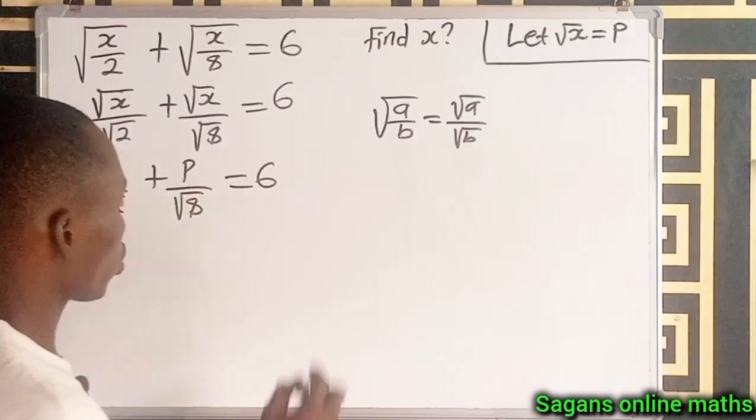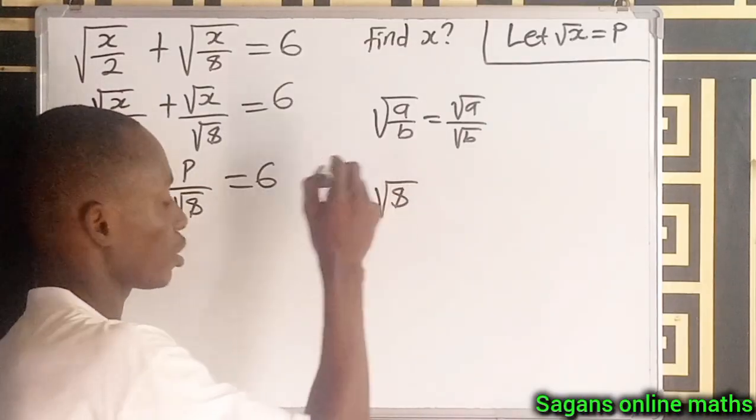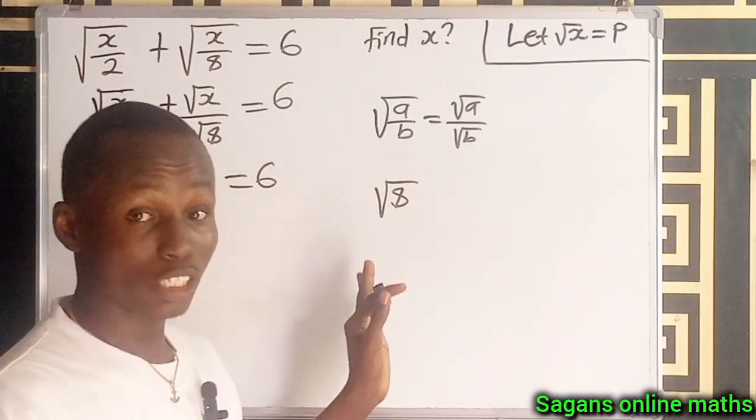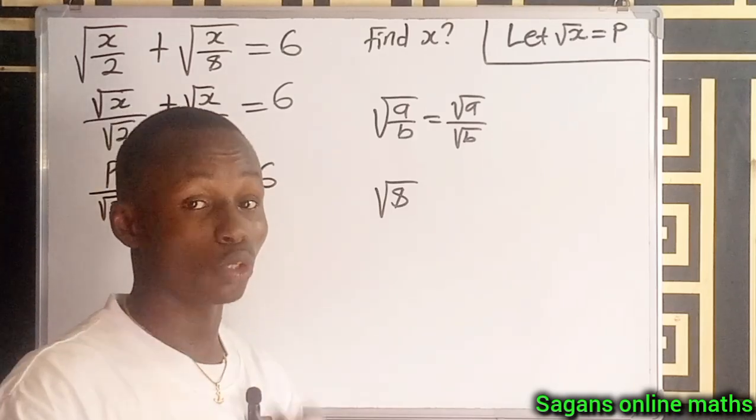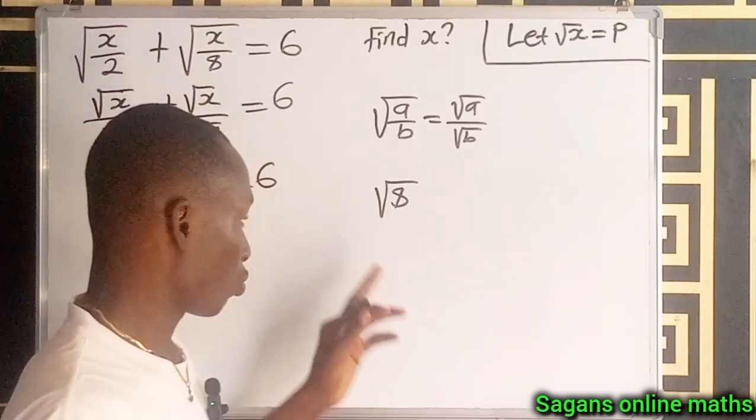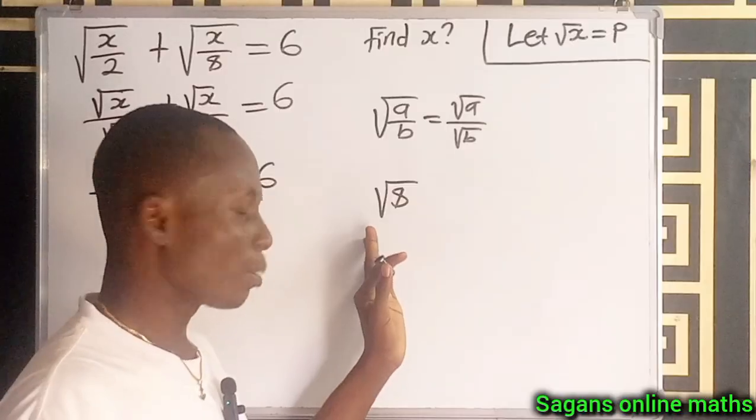Now let's consider root 8. Remember that root 8 is a surd, and it is an irrational number, because root 8 will give us a number that continues without an end. So this is an irrational number. This is a surd. So can we simplify this further?